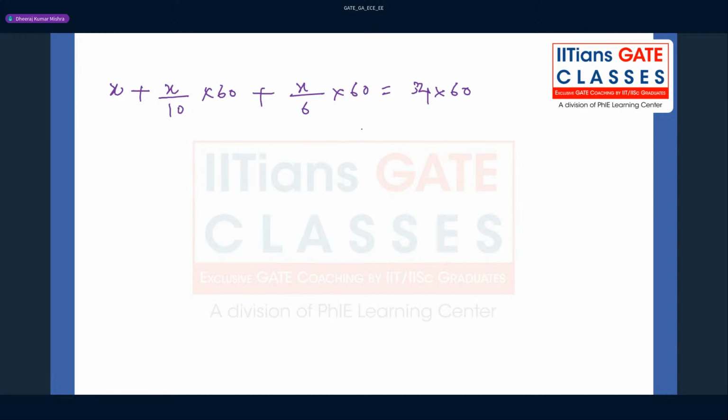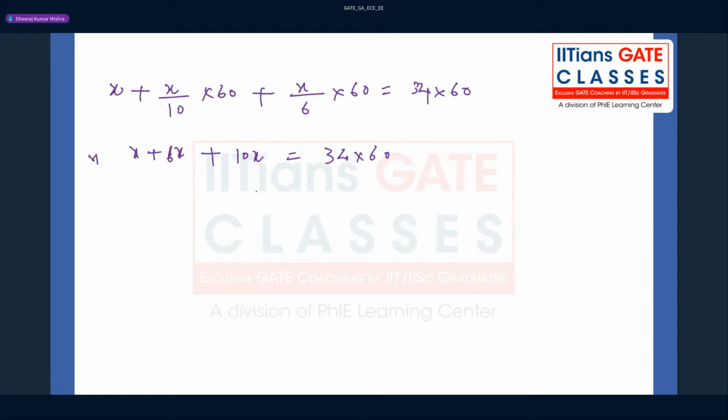So you just find out x from here. You have to solve this. So what will this be? x plus x, you can say this is 6x plus this is 10x, equal to, multiply this, 34 into 60, right? Okay, so I think this is clear.